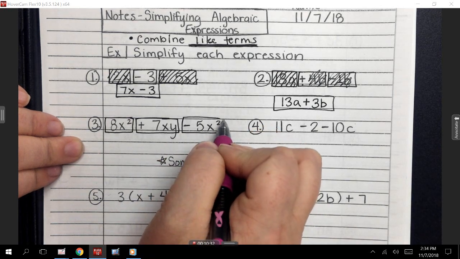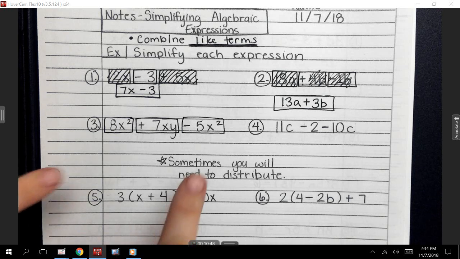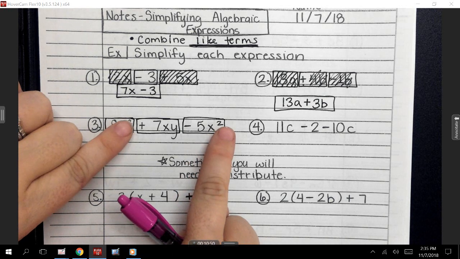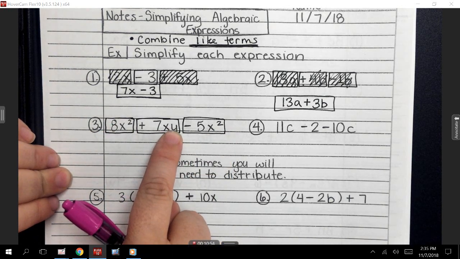Minus 5x to the second power. Okay, now guys, you'll notice all of them have x's, don't they? Yeah. But do they all have the exact same x? This is where it matters. If you are matching letters, these both have an x to the second power. This one has x and y.